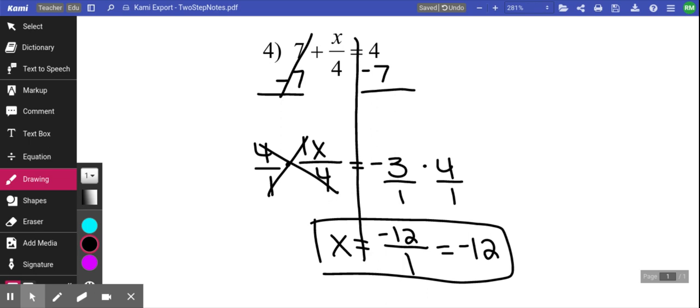So on your GIM kit, you're going to have problems like this. It's not going to be multiple choice. You have to enter it in. What you're going to enter in is just the number, okay? Not the x equals part.